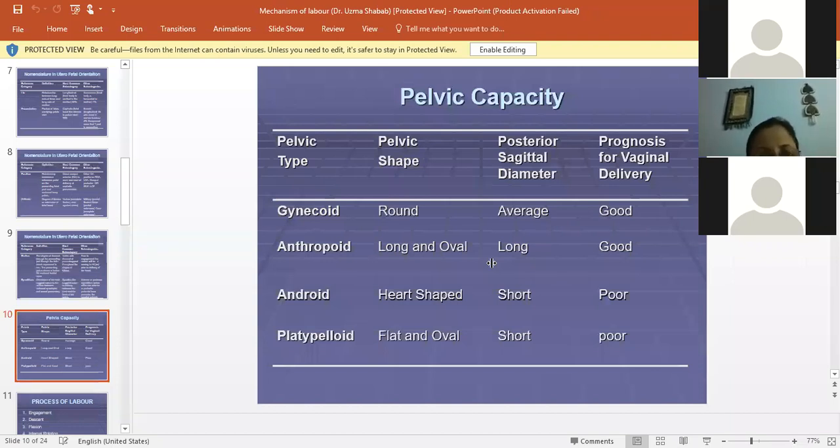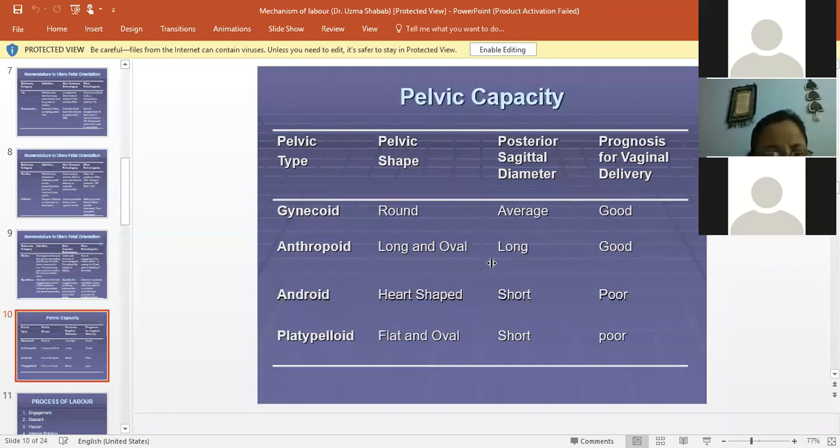But the anthropoid type of pelvis is long and oval. It is also good for vaginal delivery. But the android type of pelvis is heart shaped. It is a short pelvis. The anterior posterior diameter is small and it is poor. It will not help in normal delivery. Women who have an android type of pelvis will end up in cesarean section.